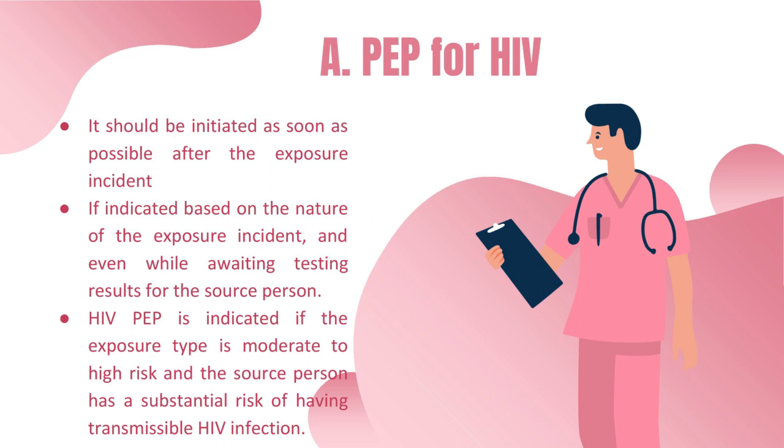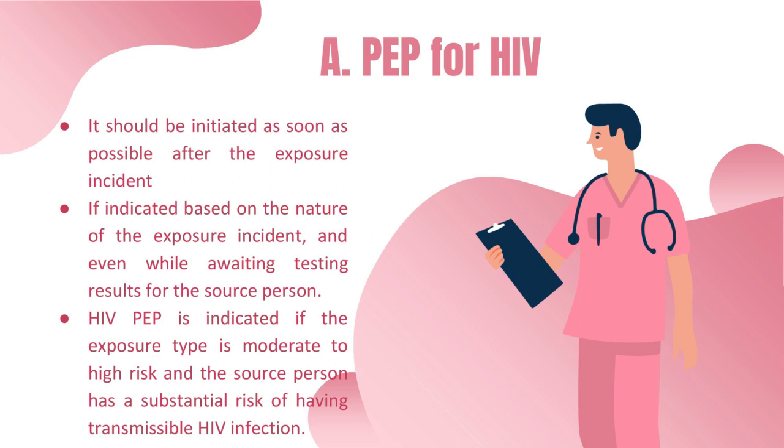PEP for HIV should be initiated as soon as possible, a maximum of 72 hours after the exposure incident, if indicated based on the nature of the exposure incident, and even while awaiting testing results for the source person. No laboratory evaluation is required prior to initiation of HIV PEP. It is indicated if the exposure type is moderate to high risk and the source person has a substantial risk of having transmissible HIV infection.